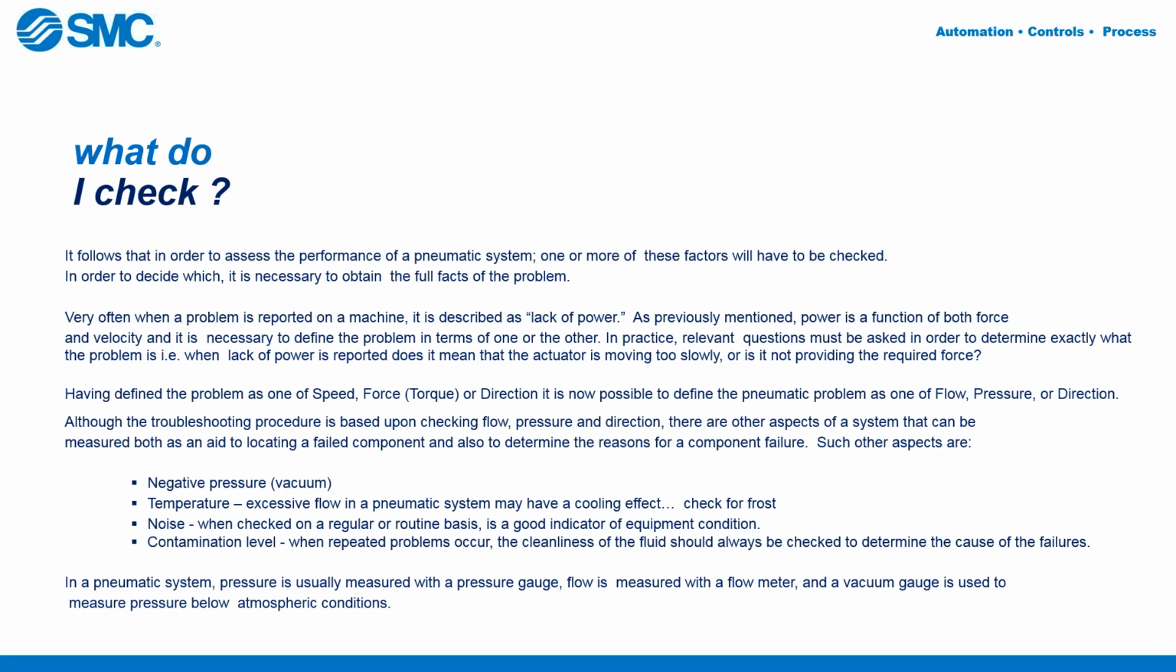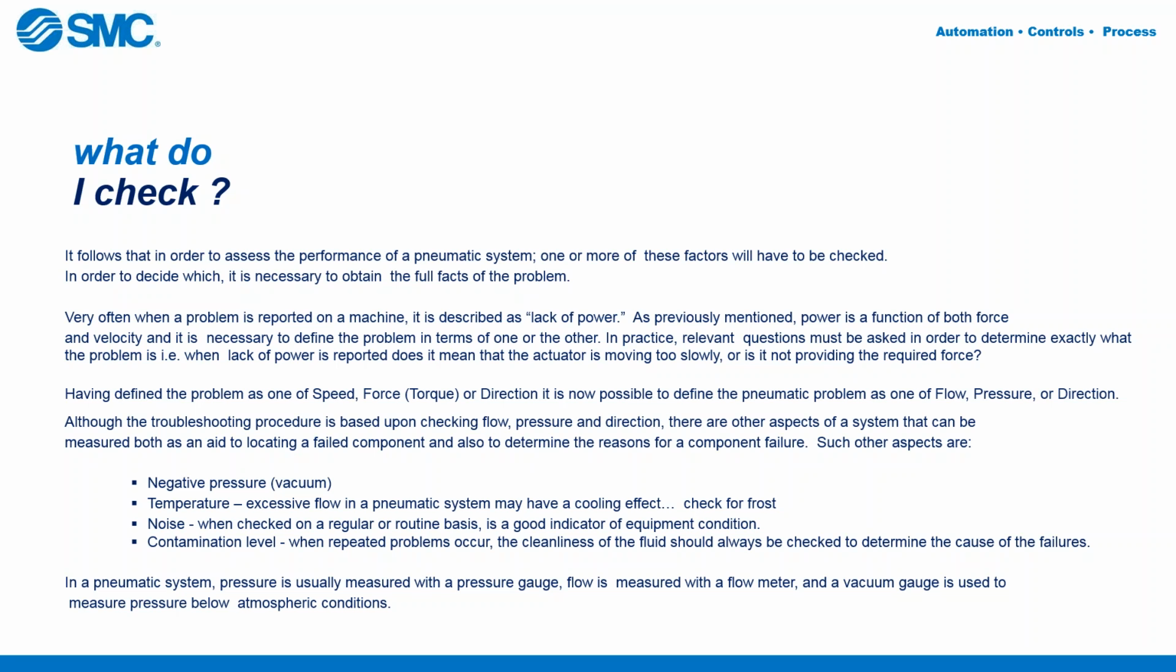Some other things that we might end up measuring, if we might be dealing with negative pressure or vacuum, we might be dealing with temperature. If we're looking at a hydraulic system, a high temperature might indicate excessive flow. With a pneumatic system, due to adiabatic expansion, excessive flow might have a cooling effect. You might see frost on a silencer, or you may see a bit of frost or cooling on a piece of tubing on its way in and out of a high-speed actuator.